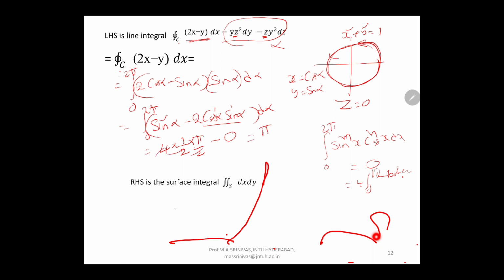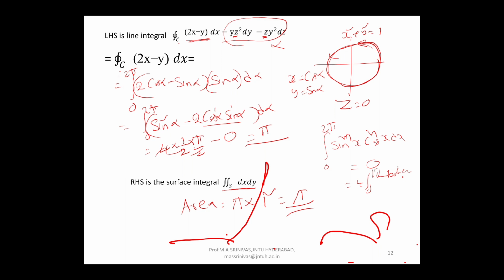Ultimately, this is pi. The RHS surface integral, the double integral, gives the area. Area of the circle is pi r square, pi into 1 square, that is pi. So both the values I got are pi, therefore Stokes theorem is verified. Let us see the next problem.